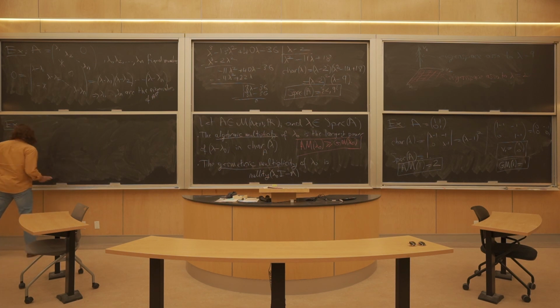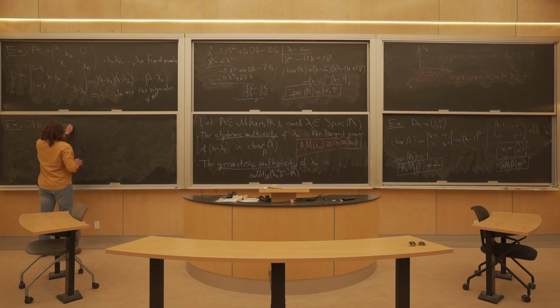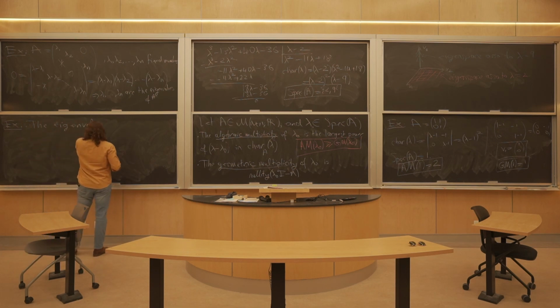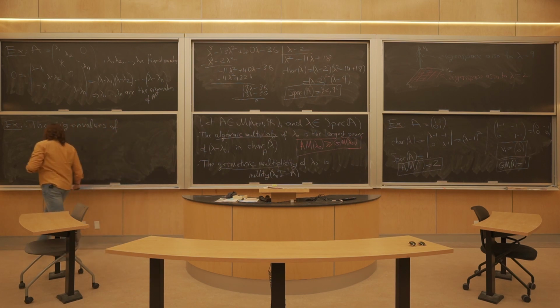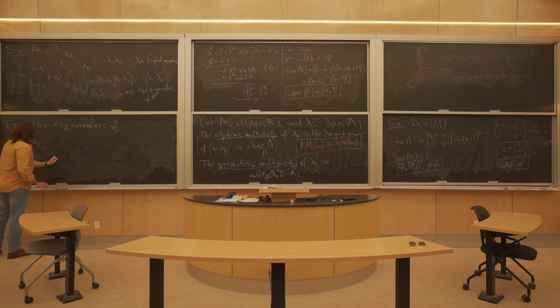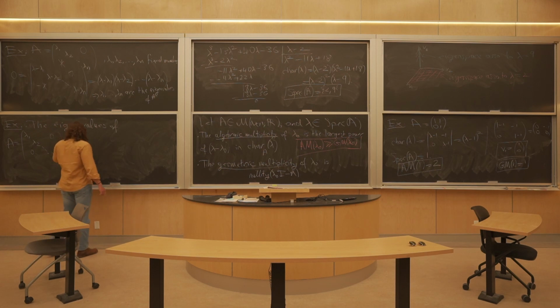Let me write it like this. The eigenvalues of A, which is the diagonal matrix with entries on the diagonal lambda 1 to lambda n. Maybe they are 0, maybe they repeat, I don't care. This is always going to work. The eigenvalues are lambda 1 to lambda n by the same idea. Okay, so this is like 2 shortcuts.